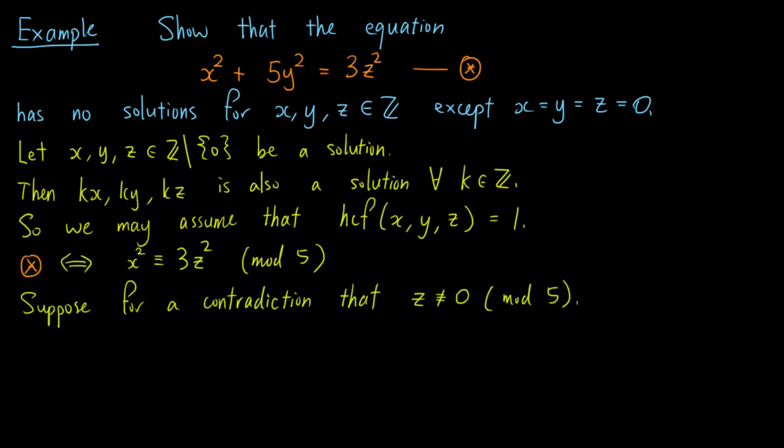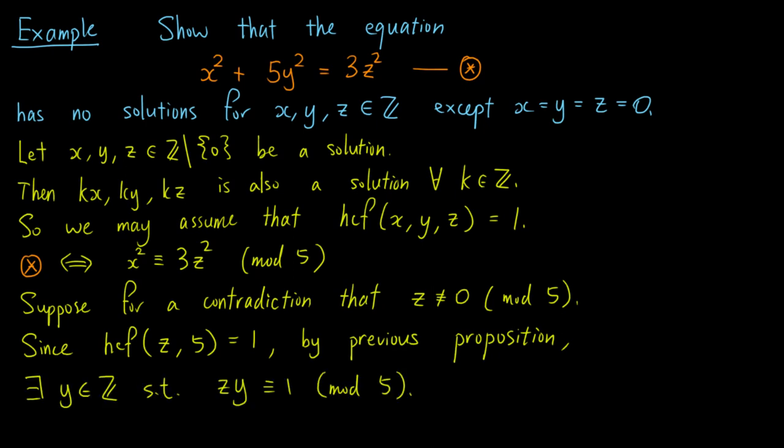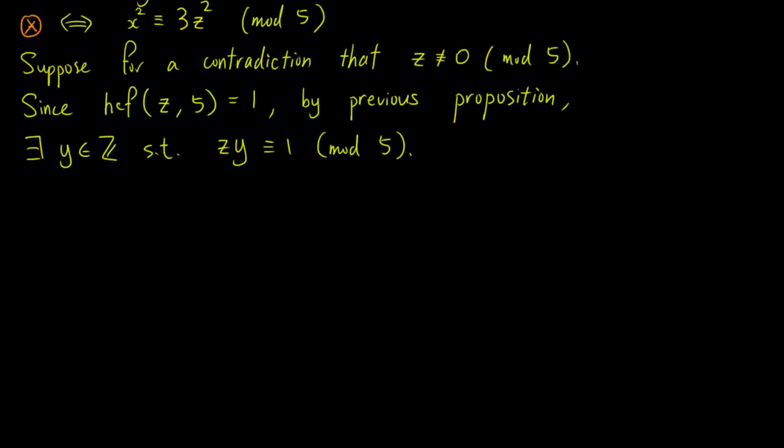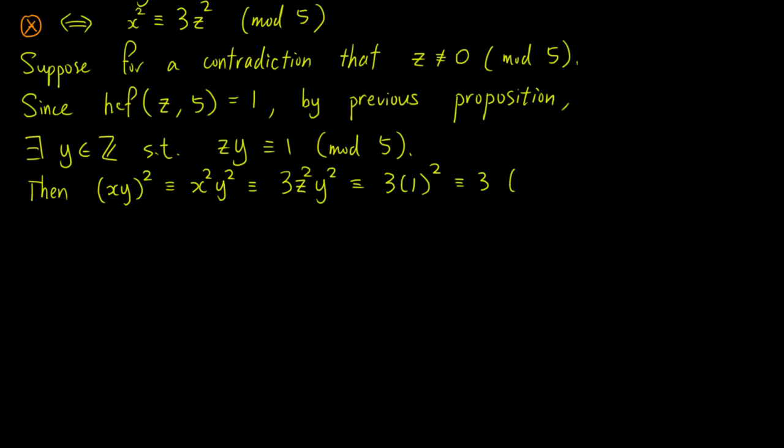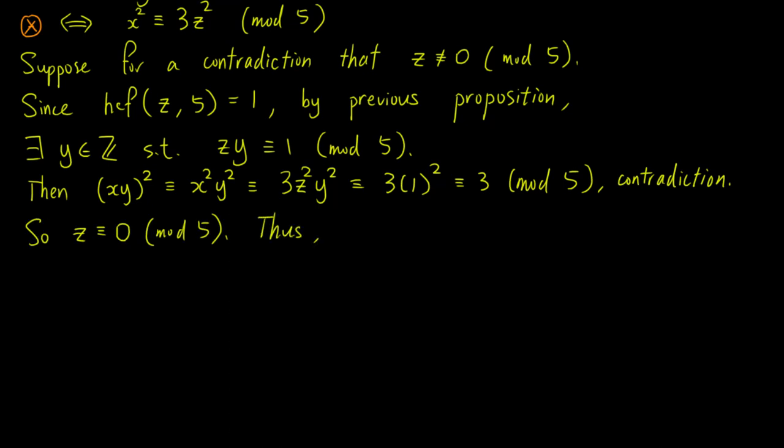Suppose for a contradiction that z is not congruent to 0 mod 5. Then z is not a multiple of 5, so the HCF of z and 5 equals 1. Then, using the previous proposition, there exists an integer y such that z times y is congruent to 1 mod 5. Now, the square of x times y, which is x squared times y squared, is congruent to 3 times z squared times y squared, which is congruent to 3 times 1 squared, which is just 3 mod 5. This is a contradiction because we have seen that 3 is not congruent to a square mod 5. This contradiction means that z must be congruent to 0 mod 5.